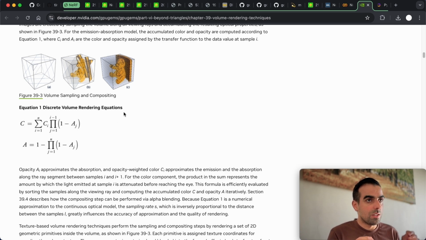So this is the key idea from volume rendering. It's samples affected by samples along the ray. You're calculating the amount of light and how this will affect the color.